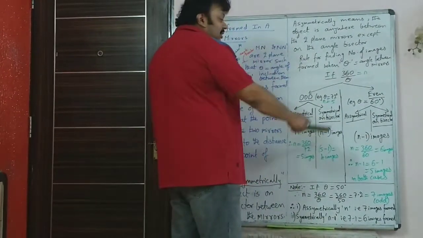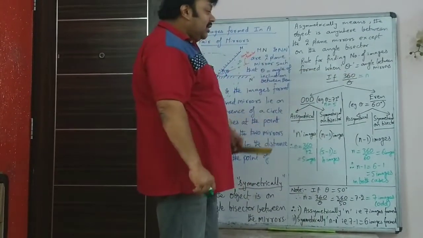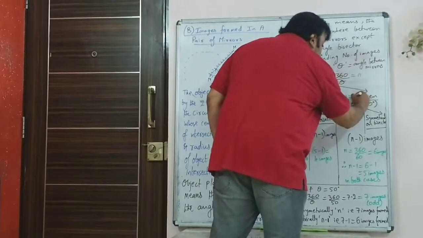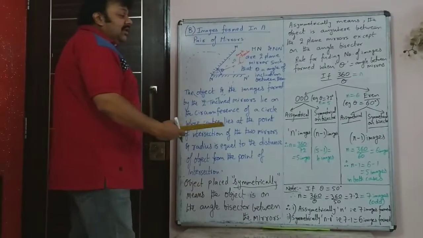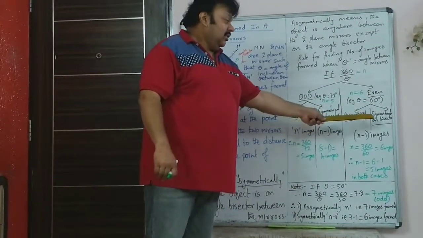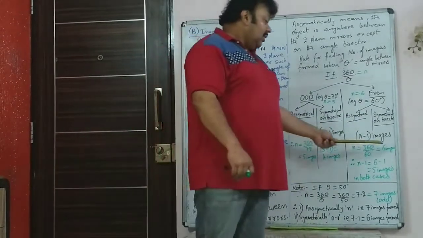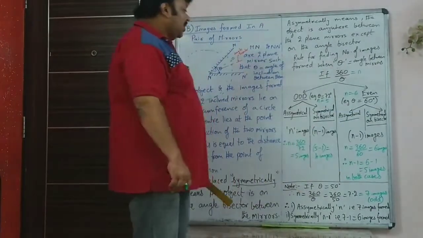Now the second case is if n is an even number. For example, if theta is 60 degree, then you will get n is equal to 6. So you are getting 6 images. So in this case, whether it is symmetrically or asymmetrically placed, in both the cases you will get n minus 1 images. So you will get 6 minus 1, that is 5 images in both the cases.